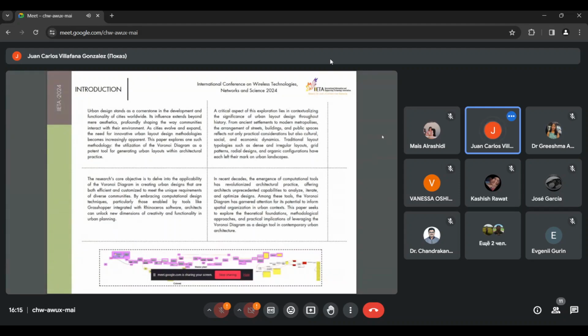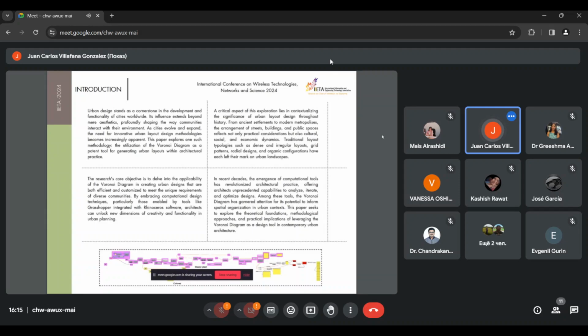The research's core objective is to delve into the applicability of Voronoi diagrams in creating urban designs that are both efficient and customized to meet the unique requirements of diverse communities. By embracing computational design techniques, particularly those enabled by tools like Grasshopper integrated with Rhinoceros, architects can unlock new dimensions of creativity and functionality in urban planning.